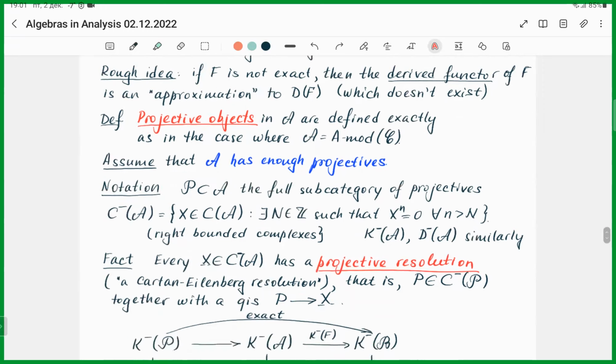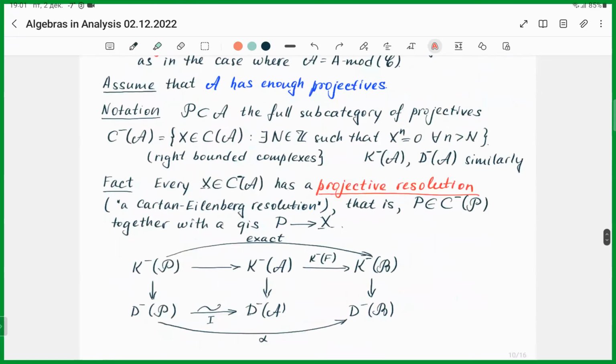Okay, now we can define the derived functor of f as follows. So we look at the following picture. So we have K minus of f, which acts between the respective homotopy categories. We have a natural functor from K minus of P to K minus of A, where P is the subcategory of projectives. And it's rather easy to see that if we compose these two arrows, that is, if we restrict K minus of f to the subcategory corresponding to projectives, then we get an exact functor from here to here. And since it's exact, it induces a functor between the derived categories from D minus of P to D minus of B. So we get this.